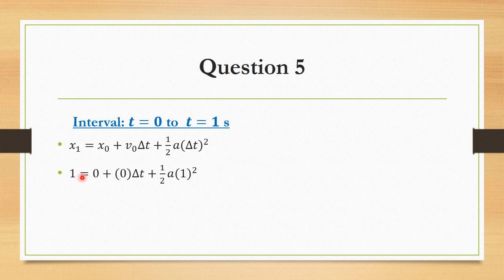Position at 1 is given to be 1 meter, 1/2 a, the time change is 1 second, t squared here, and so you get an acceleration value of 2 meters per second squared. I can now use that value to try to figure out what the question wants, which is the displacement from time 2 to time 1.